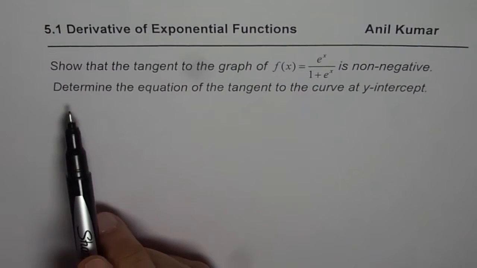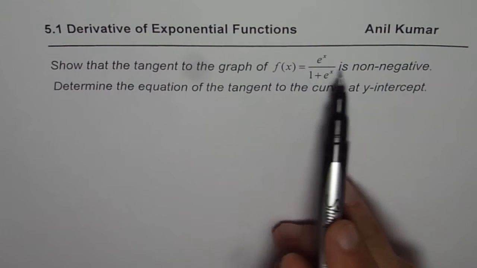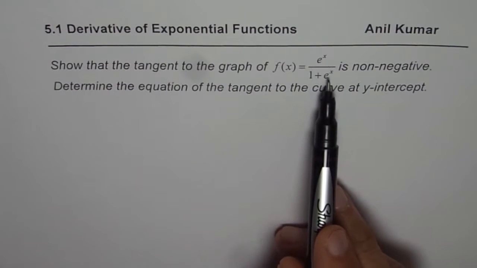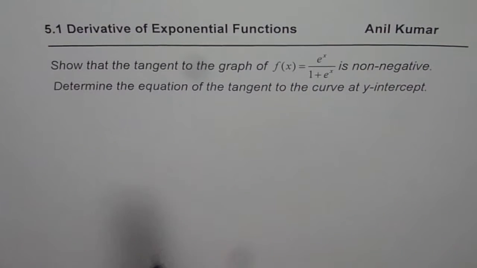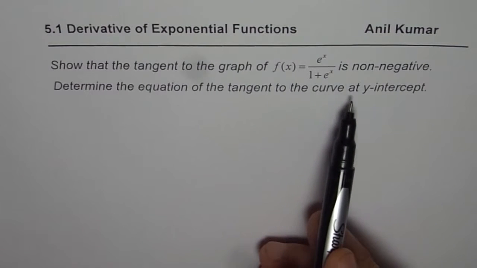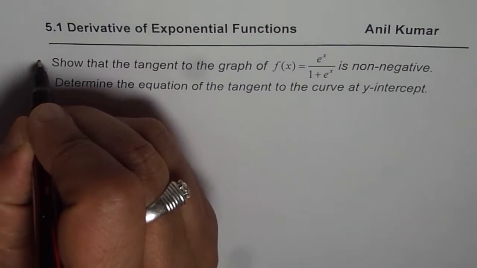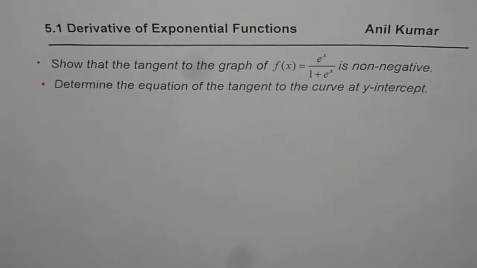The question is, show that the tangent to the graph of f of x equals e to the power of x over 1 plus e to the power of x is non-negative. Determine the equation of the tangent to the curve at the y-intercept, right? So there are basically two parts to this question. First, we'll find the derivative and show that the derivative is always non-negative, meaning positive. It could be 0. Now the second part is to determine the equation of the tangent to the curve at the y-intercept.